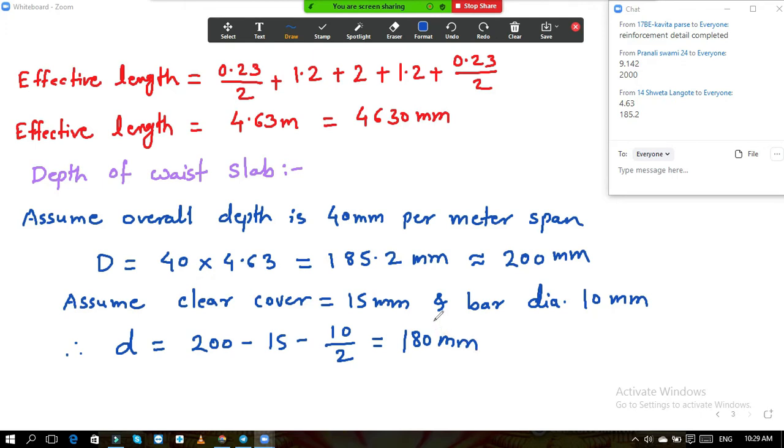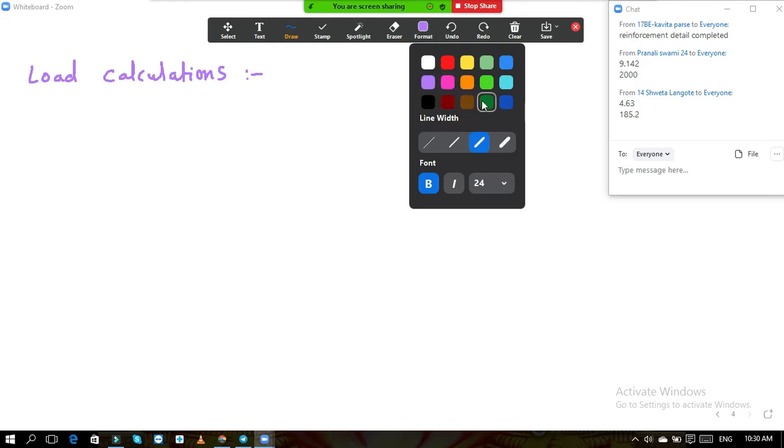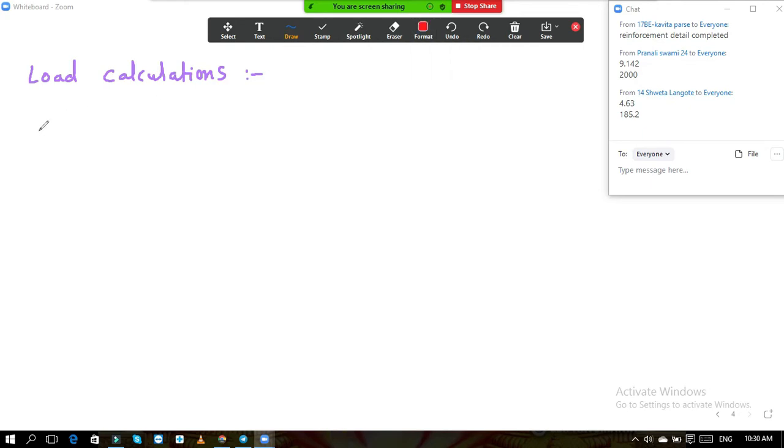Okay. Now we got the depth, we know the length, that is effective span. Then we will go for the loading calculation next. So in the load calculations, first we will go to the dead load. In the dead load, first we need to consider the weight of slab.